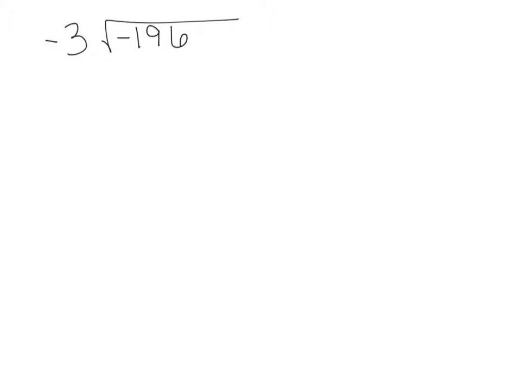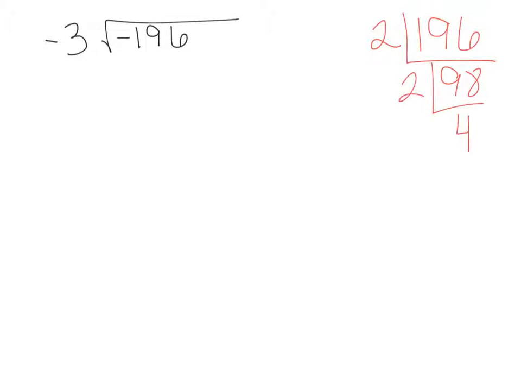Okay, square root of 196. Which is divisible by 2. You get 98. And I believe we just found the square root a couple problems ago. And you get 7 times 7. So 2 times 7. So 2 and a 7 come out.